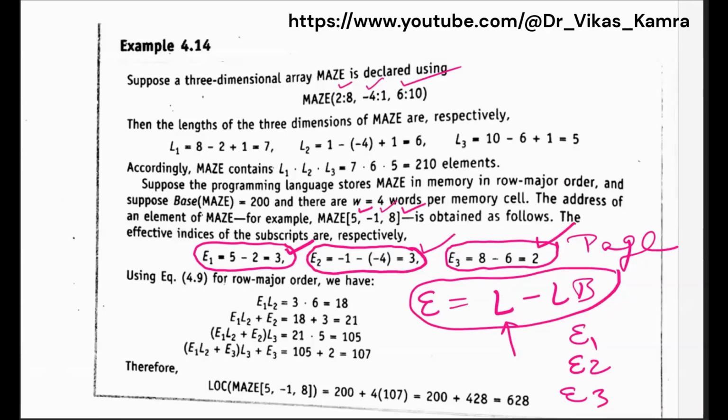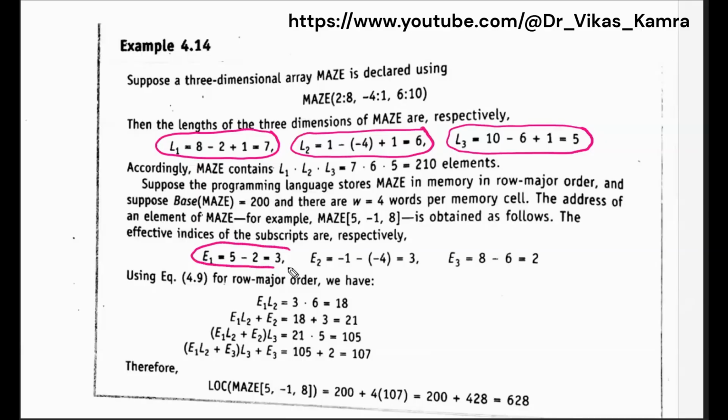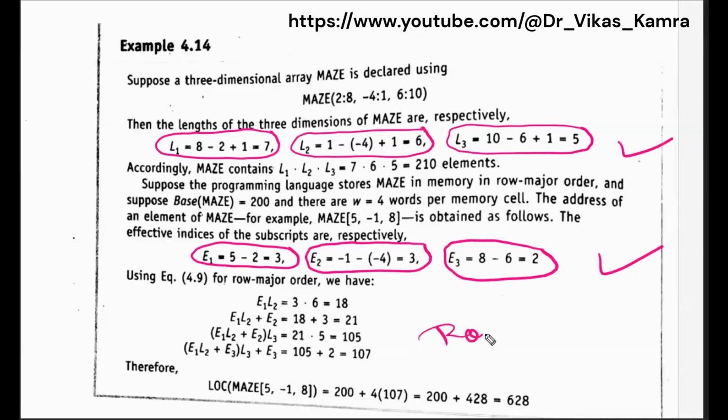So now you can see once again, I have found the value of L1 as 7, the value of L2 as 6, the value of L3 as 5. Similarly, the value of effective index 1 is equal to 3, effective index 2 is equal to 3, and effective index 3 is equal to 2. So these 6 values will help us find the address in row major order and column major order.